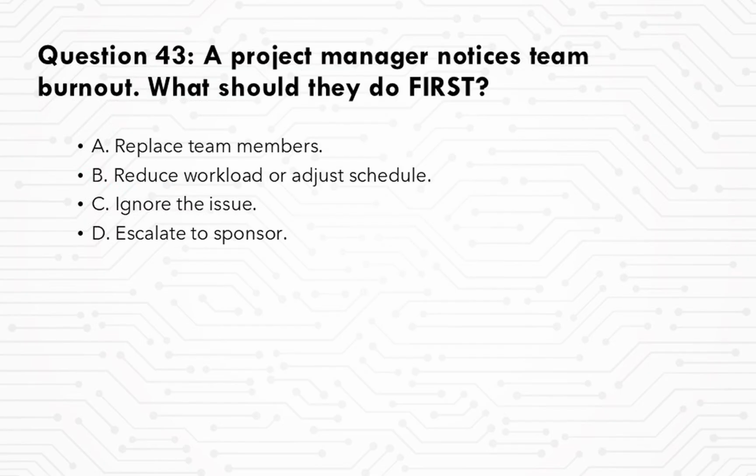Question 43. A project manager notices team burnout. What should they do first? A. Replace team members. B. Reduce workload or adjust schedule. C. Ignore the issue. D. Escalate to sponsor. Answer: B. Address workload to maintain productivity.